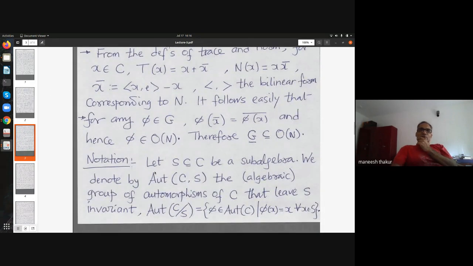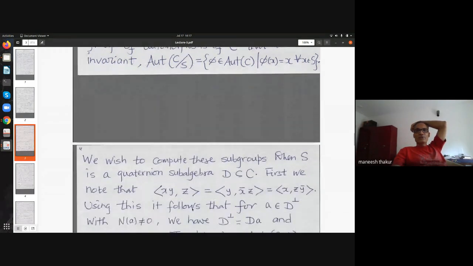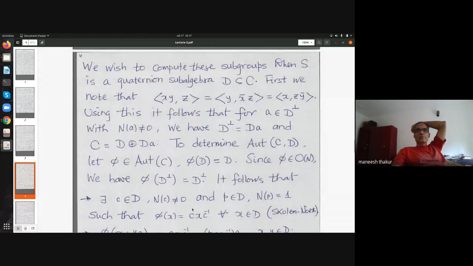So let's go slowly. Notation just to introduce. Suppose I take a subalgebra S of the octonions, any subalgebra. By Aut of C comma S, we will denote the algebraic subgroup of the automorphism group of C which leaves S invariant, so it maps S to S or restricts to S. The second subgroup is those which fix elements of S pointwise. These are just notations. We will try to compute these groups now for special subalgebras, which we will need.